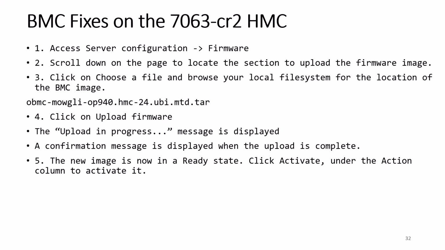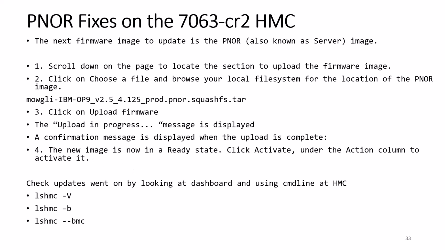So on the CR2, we're going to access server configuration and firmware on the BMC. We'll then scroll down to locate the section to upload the firmware image. It looks completely different from the CR1. You're going to choose a file and you're going to look for your BMC image. Your BMC image is the one that has Mowgli and ends in .tar. You'll upload it, and then when it's uploaded, you'll get a confirmation message, and basically it's ready to go on. You go and click activate under the action column to activate it, and it will go ahead and install the BMC update.